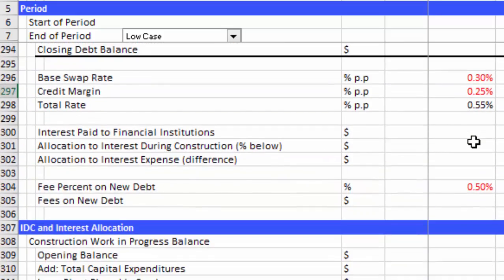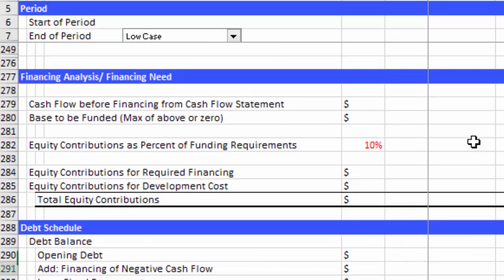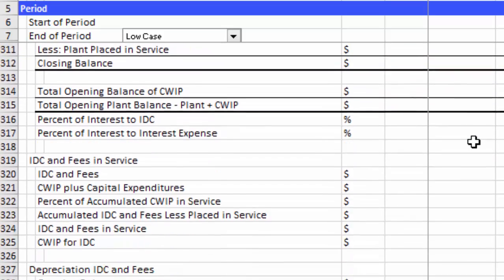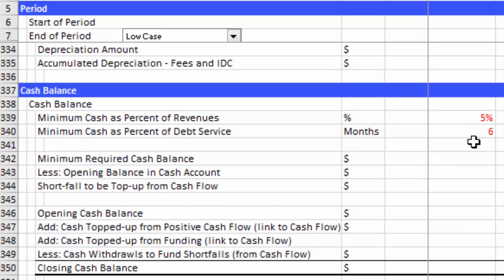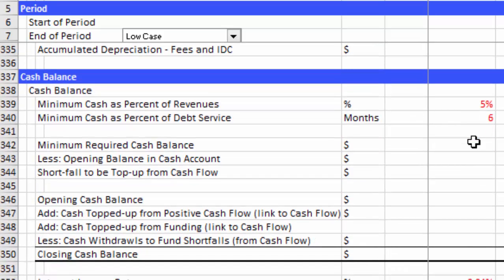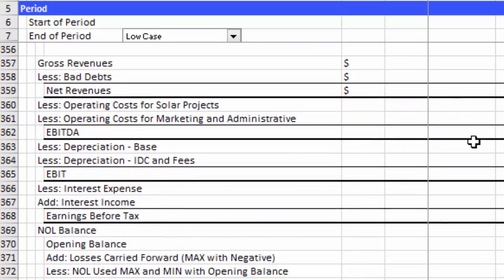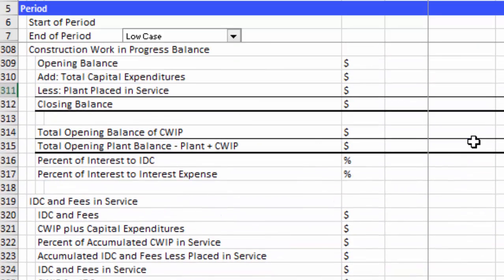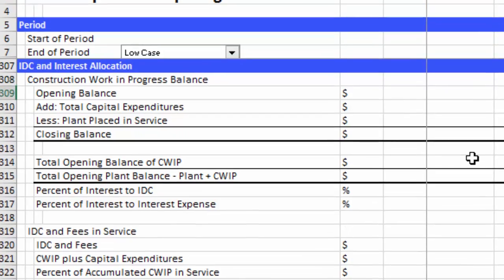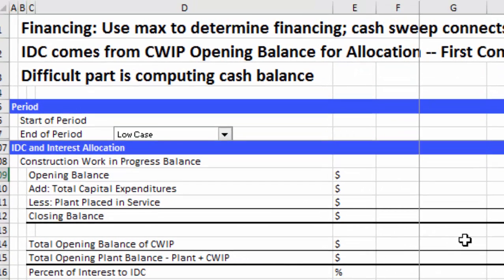In this video, you're going to go through the debt schedule, a little bit, not complete, on the IDC and fees, and then a little bit on the cash balance and down through the profit and loss statement. The main trick really is just linking things up. So this isn't that much of a video. Again, it's kind of boring.